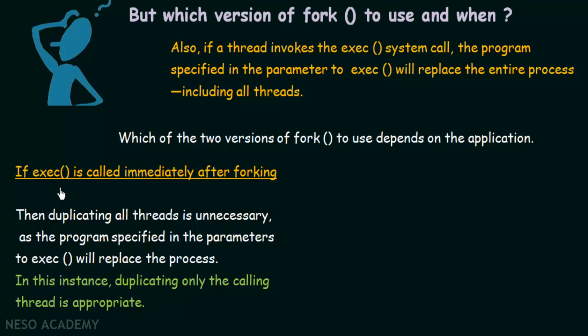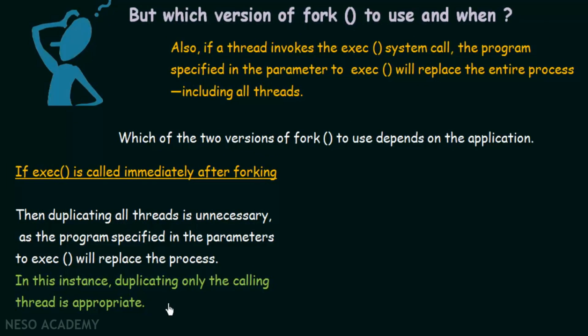So if this kind of situation arises, where exec is called immediately after forking, then it is better not to duplicate all the threads, but to duplicate only the thread which invoked the fork system call. So in this instance, duplicating only the calling thread is appropriate. And what is the calling thread? The thread that calls the fork system call. So here we have made use of one of the two versions of fork that we discussed in the beginning of this lecture: the one which duplicates only the calling thread.